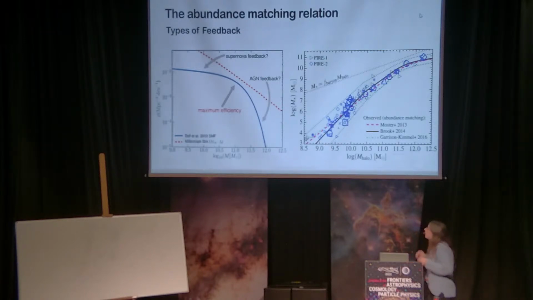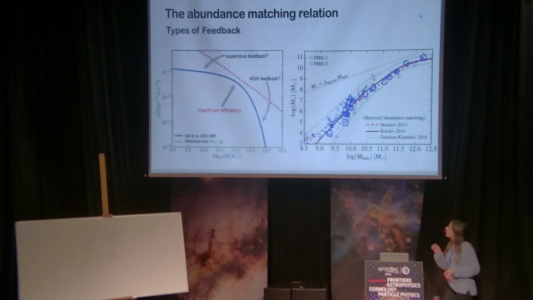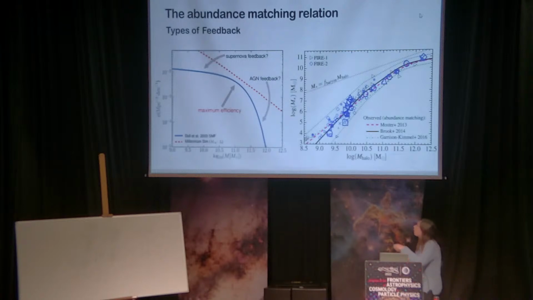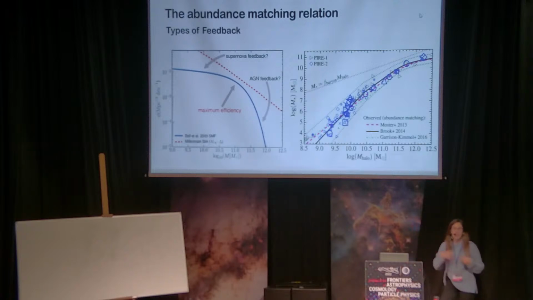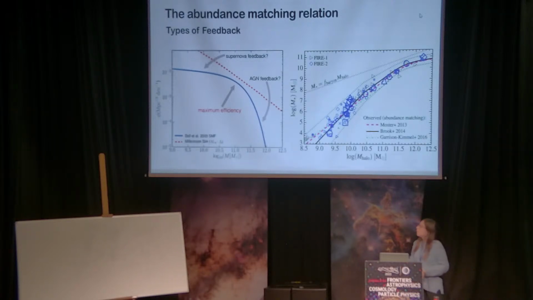So in order to explain this lack, the common view is that you have two kinds of feedback. In the low mass range, we have the supernova feedback, which is expelling the gas away from the center, and this way reducing the star formation.